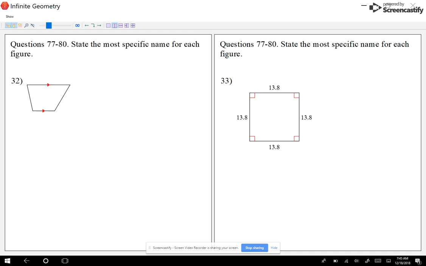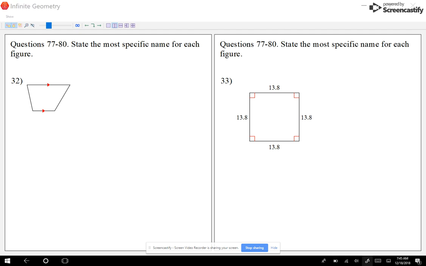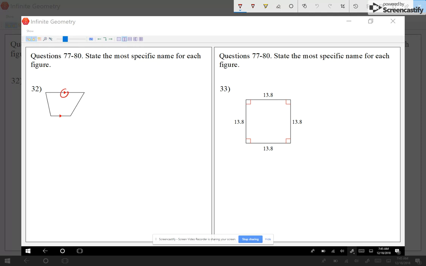Now, state the most specific name for each figure. I see number 32. The top and the bottom are parallel. That's what the arrows mean. They're different sides. So I call that a trapezoid. If those two sides were marked the same, so they were congruent, I would have called it an isosceles trapezoid. But because the sides are not, I'm just going to call it a trapezoid.